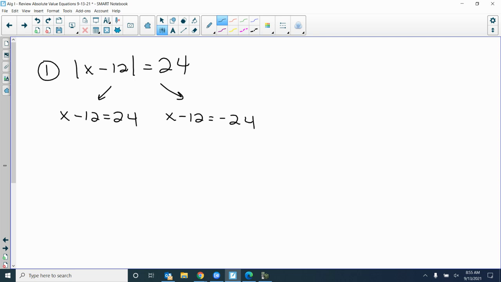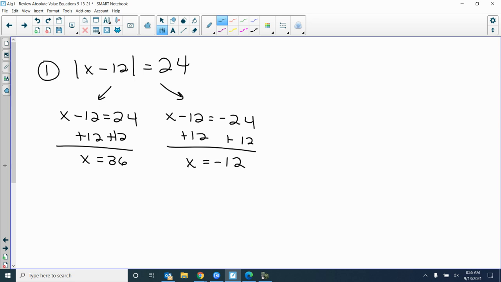For this one, there's only a step. You just add 12. 24 plus 12 is 36. Done with that one. And then I add 12 over here. And then I get negative 24 plus 12. But what's that? Negative 12. So now I got two answers.